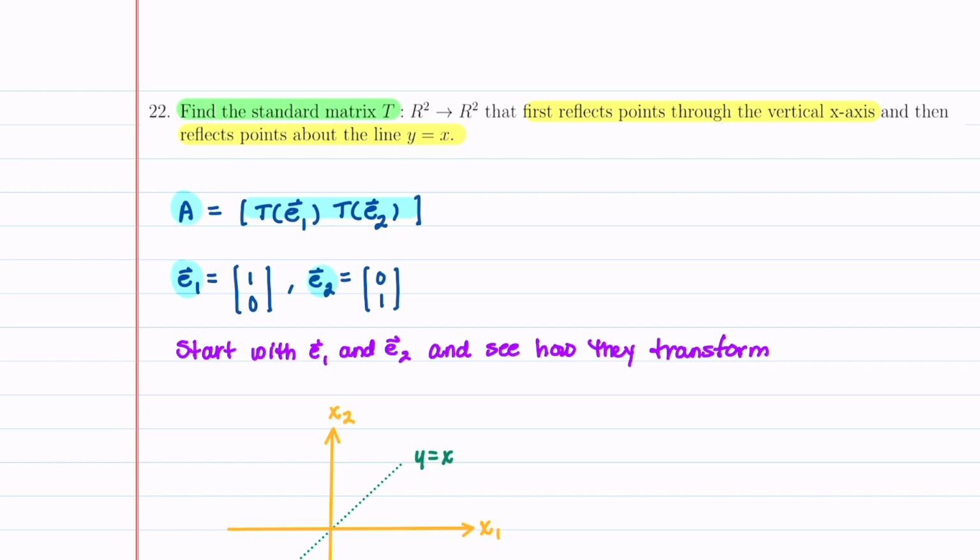So what we're going to do to solve this problem is start with E1 and E2, and then just see how they transform. We're going to look at one transformation at a time. It might be helpful to call this one our T1, the one that reflects points about the vertical x-axis. And then let's call this one our T2, the one that reflects points about the line y is equal to x.